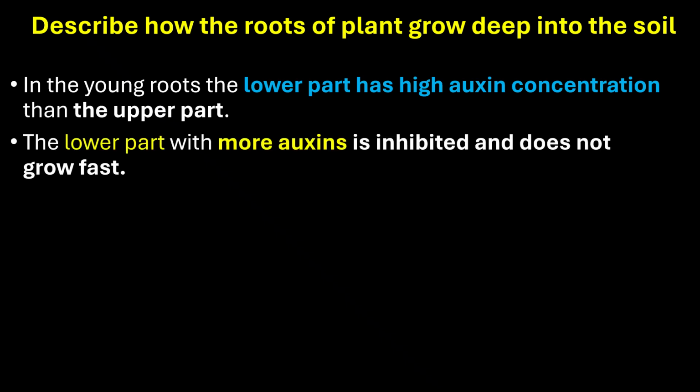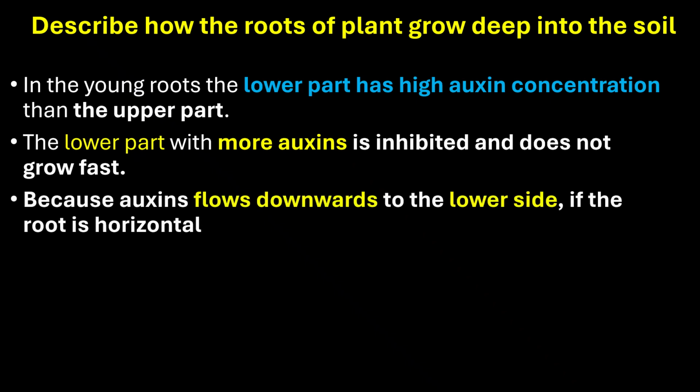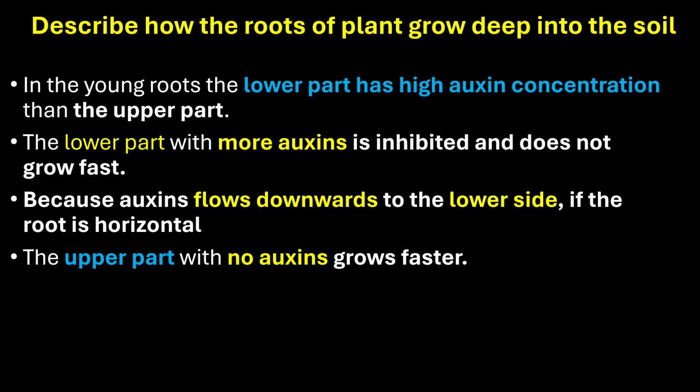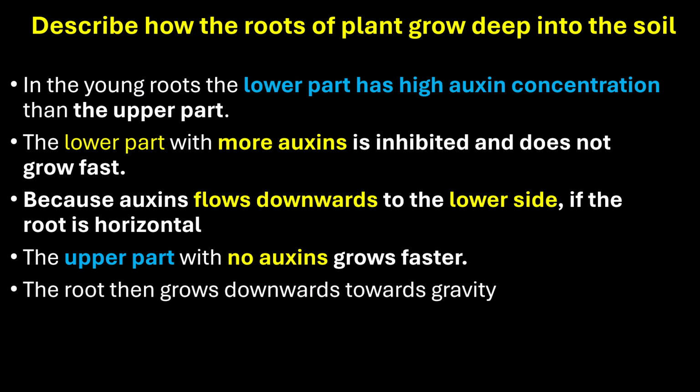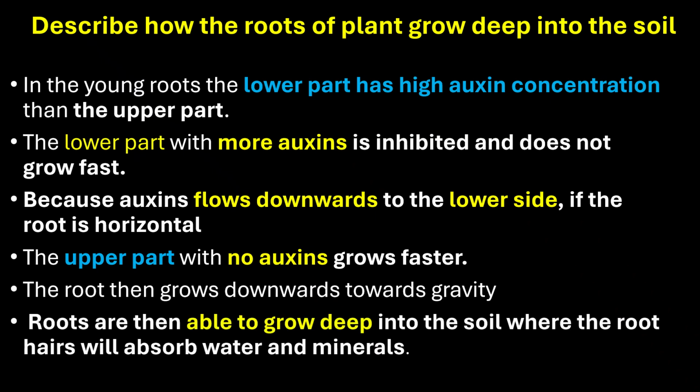The lower part with more auxins is inhibited and does not grow faster. The reason is that oxygen flows downwards to the lower side if the root is horizontal. The upper part with no auxins grows faster. The root then grows downwards towards gravity. Roots are then able to grow deep into the soil where the root hairs will absorb water and minerals.